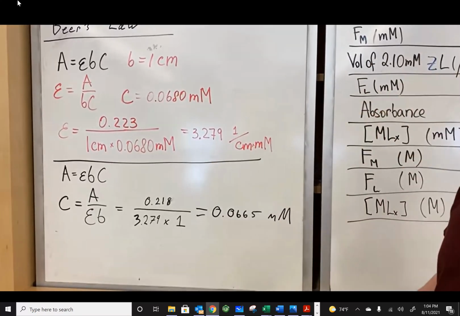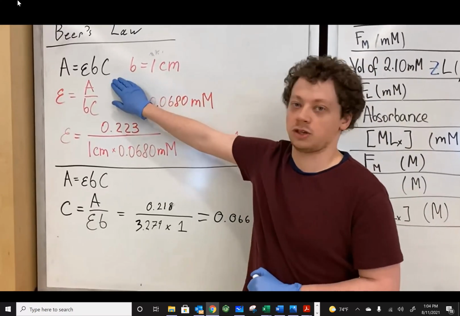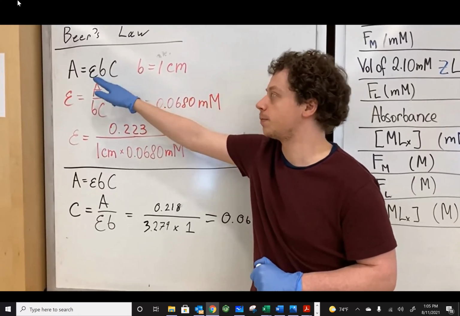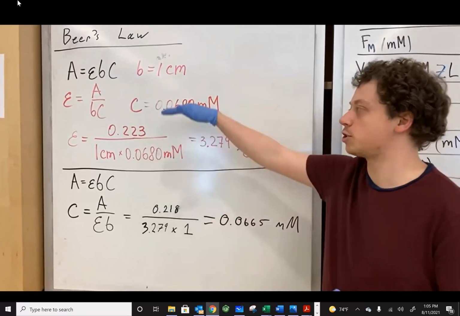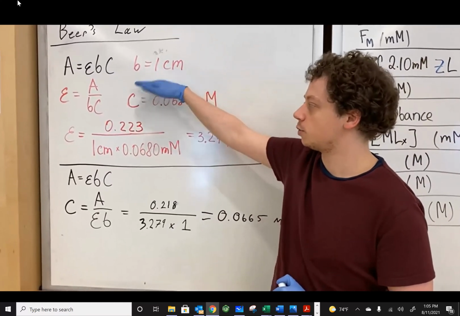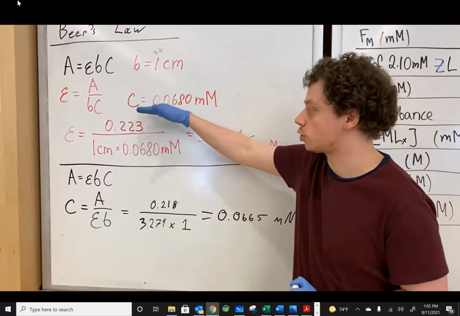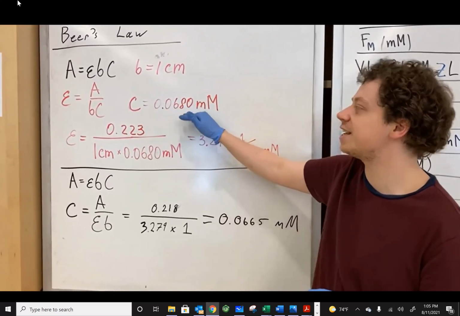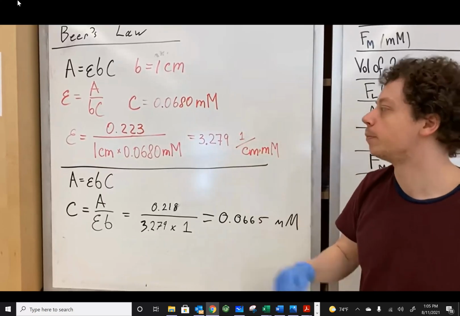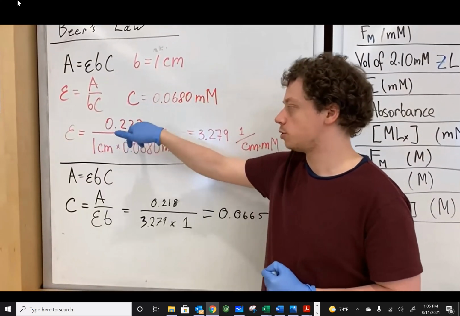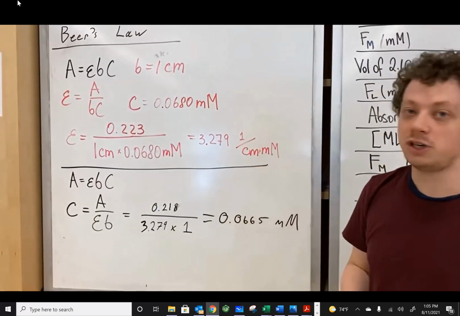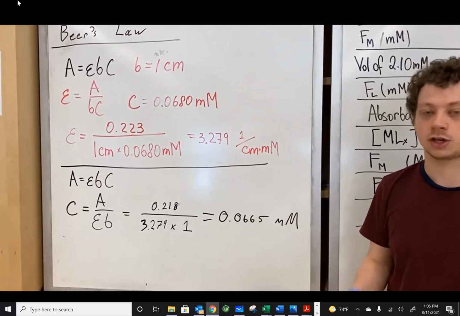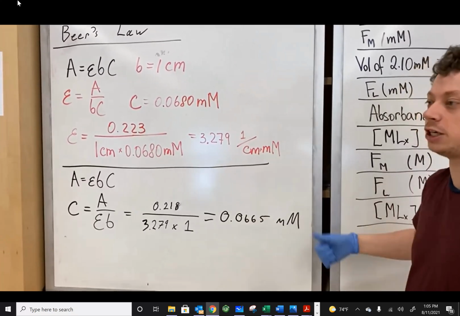So how does this start? So we know Beer's law is this equation. Absorbance is equal to the molar extinction coefficient times the path length, b, times the concentration, c. Now, in all of our machines, we know the path length is 1. And because we're working with a known standard, we know the concentration. In this case, for our MLX complex, that concentration is 0.0680 millimolar. Now, we measured an absorbance of 0.223. The first thing we need to do is understand how much light this chemical will absorb per unit of concentration, so we can understand what concentration we get for each following trial.